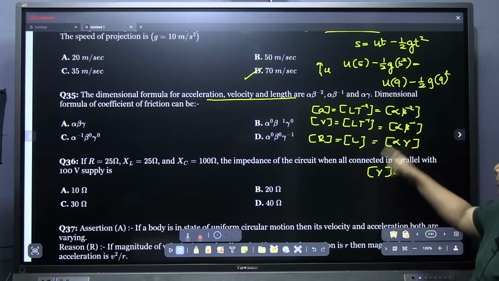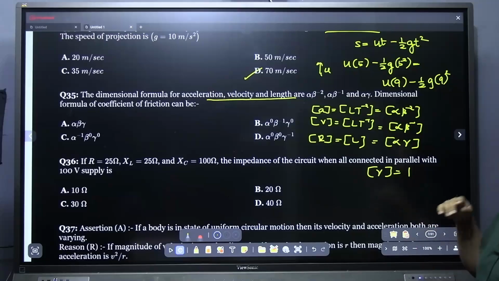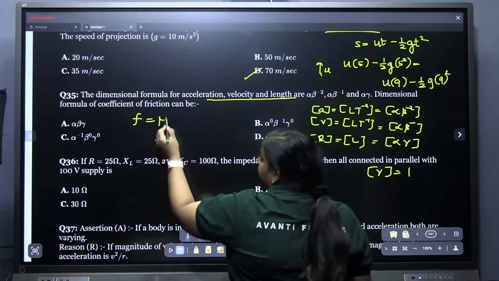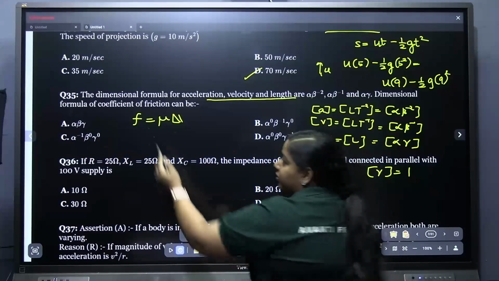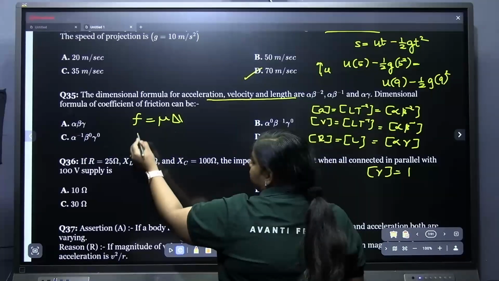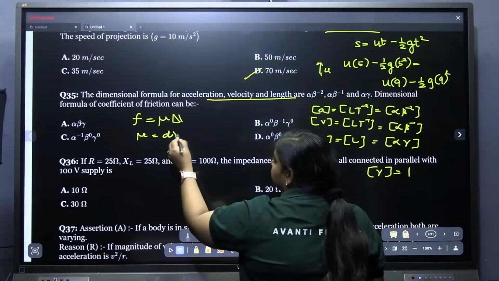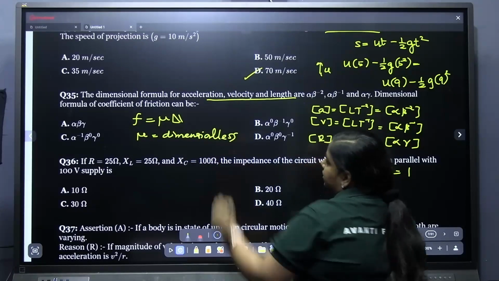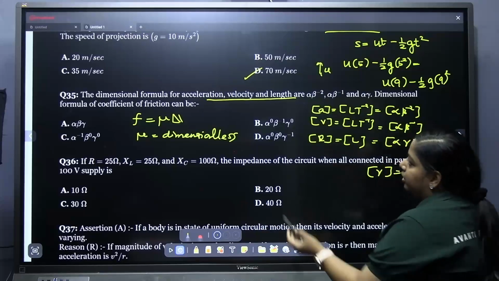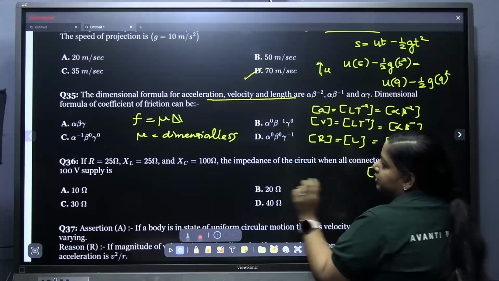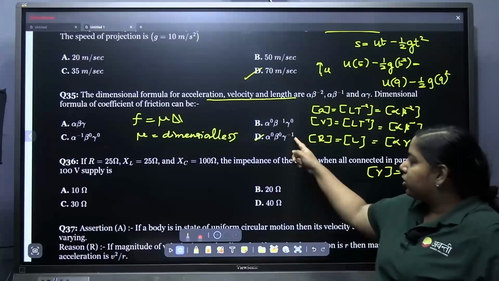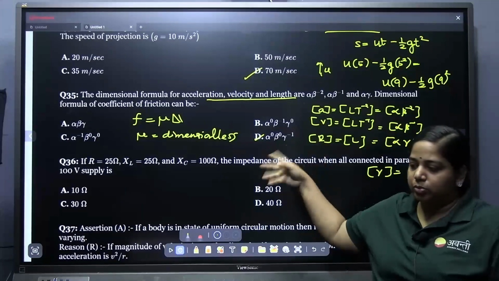This is the point that you might miss. Then formula for coefficient of friction: F equal to mu N, right? F is also force, N is also force. So mu is dimensionless. So alpha should be 0, beta should be 0. Only one option is there, that is option D, because 1 by 1 is also 1 only, so no problem.